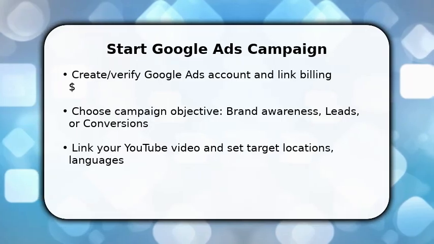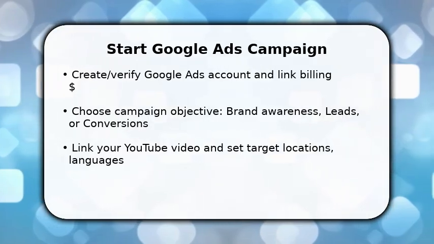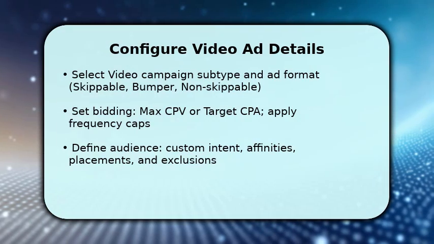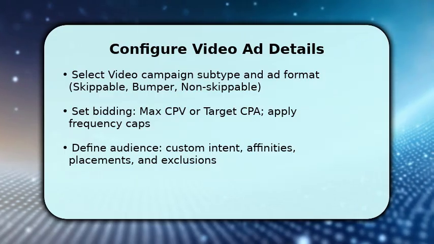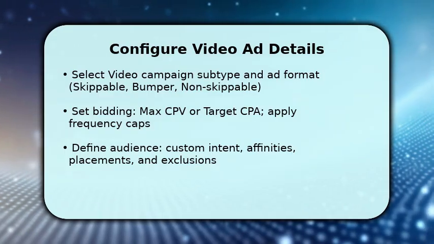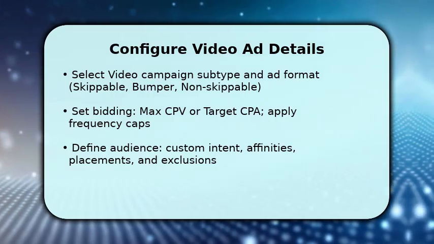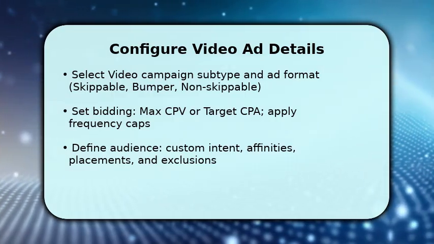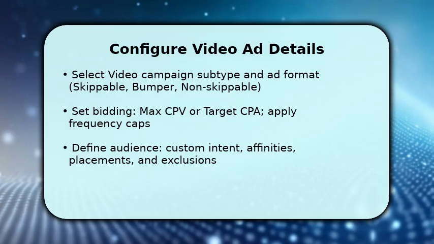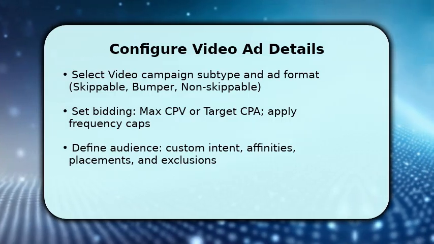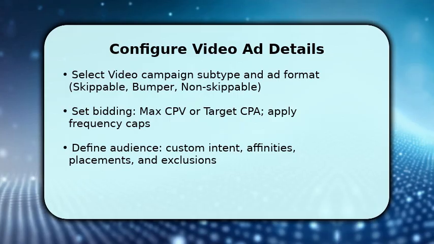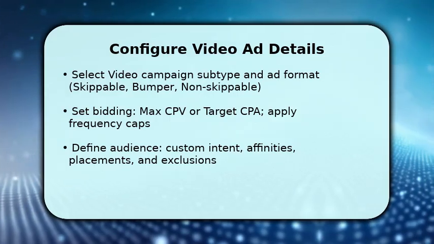Now configure the core creative and bidding. Choose a video campaign subtype and the ad format that fits your message, skippable for longer stories, bumper for quick hits. Then pick a bidding strategy like max CPV or target CPA, depending on whether you want cheaper views or conversions. Create an ad group, upload your creative, add a strong CTA, and set frequency caps so viewers aren't overexposed.